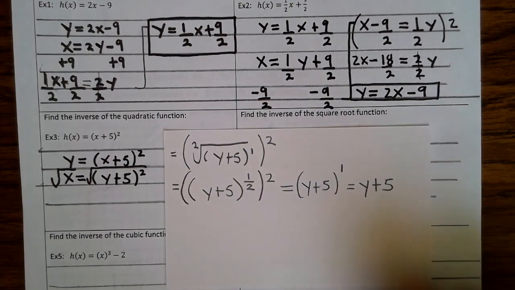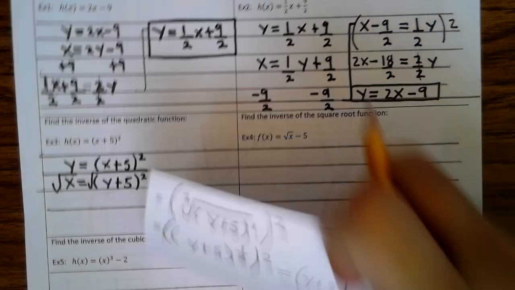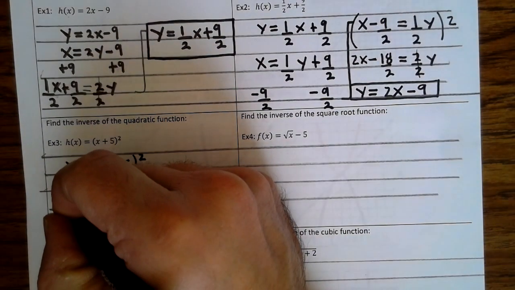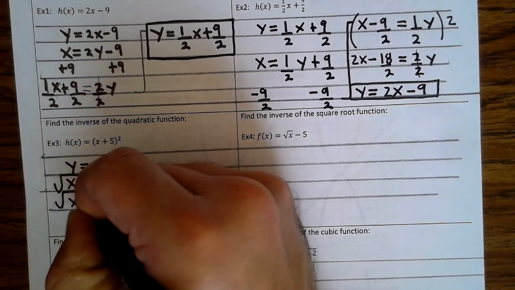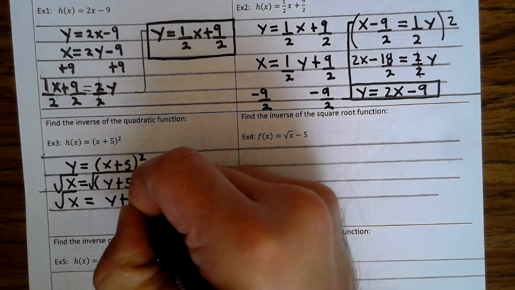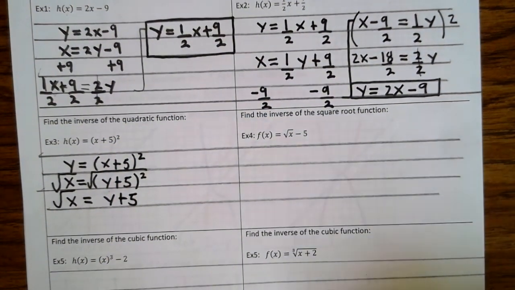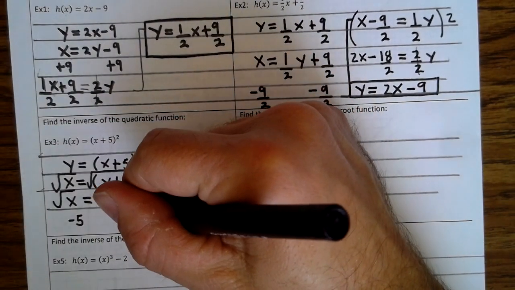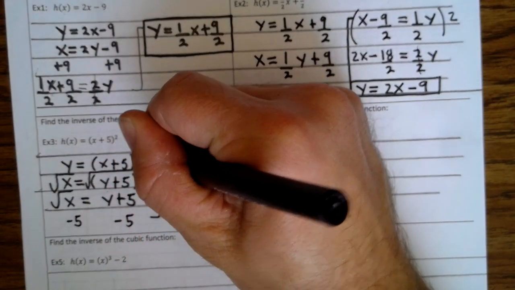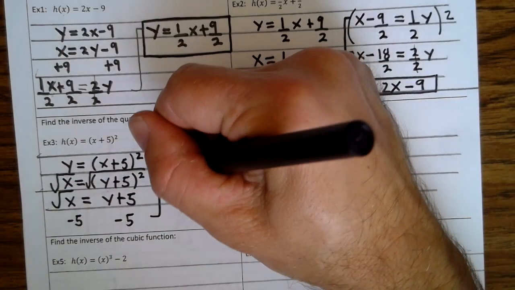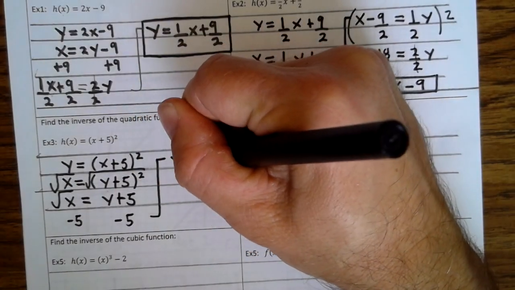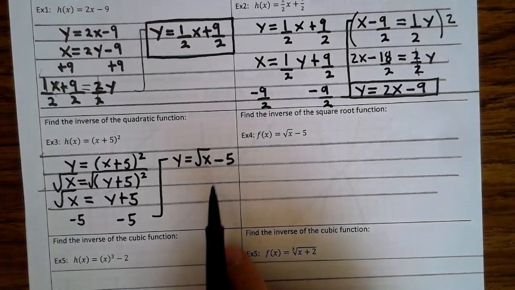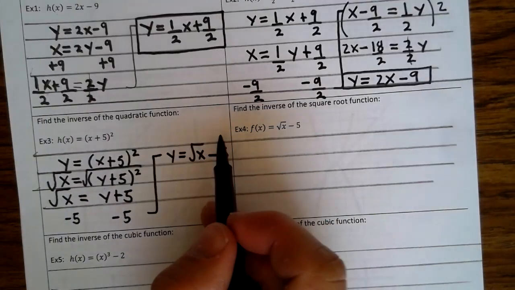Okay, so by doing that, we now have the square root of x equals y plus 5. We subtract 5 from both sides. I'm going to rewrite it with the y on the left, so y equals the square root of x minus 5. Notice the minus 5 is not underneath the square root.